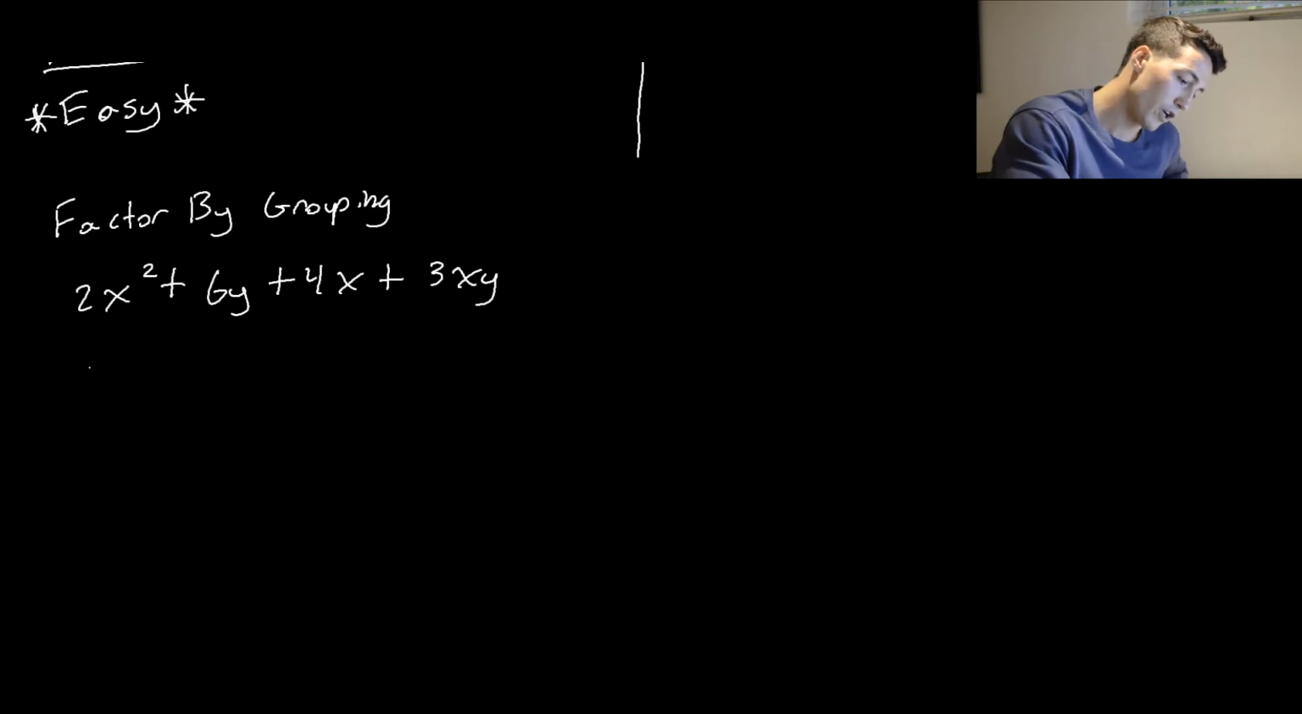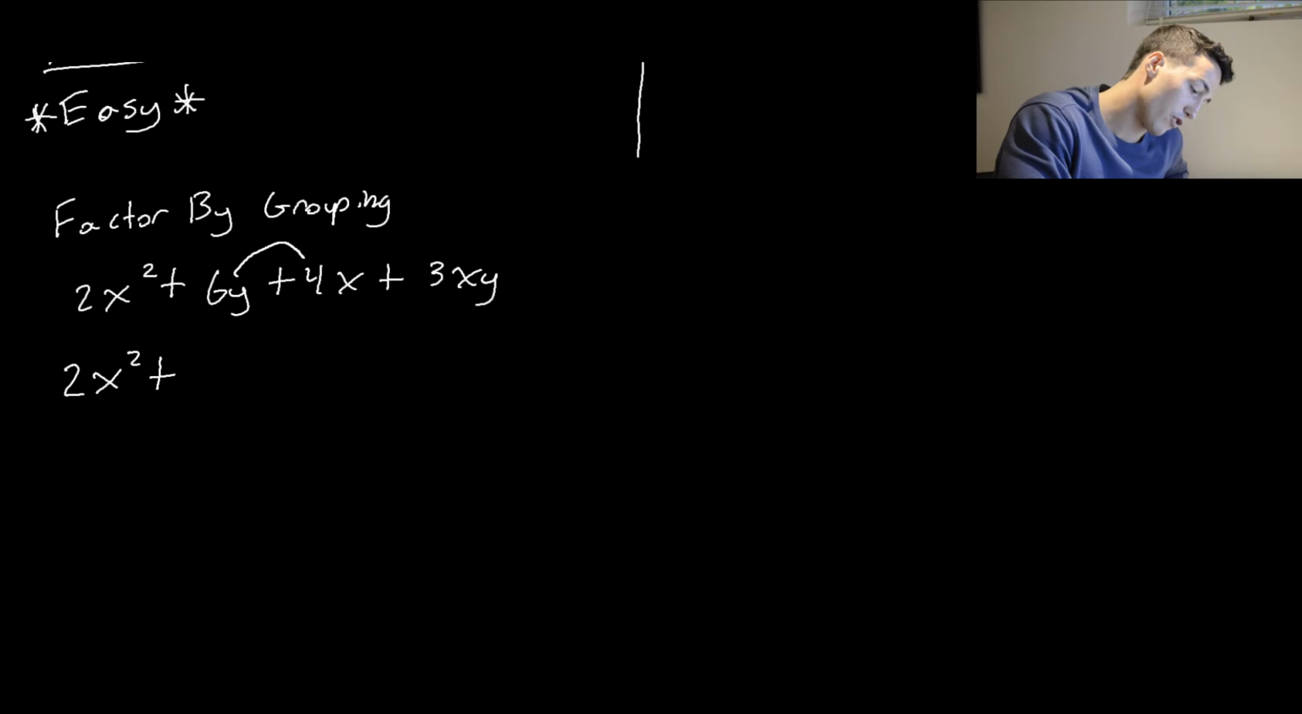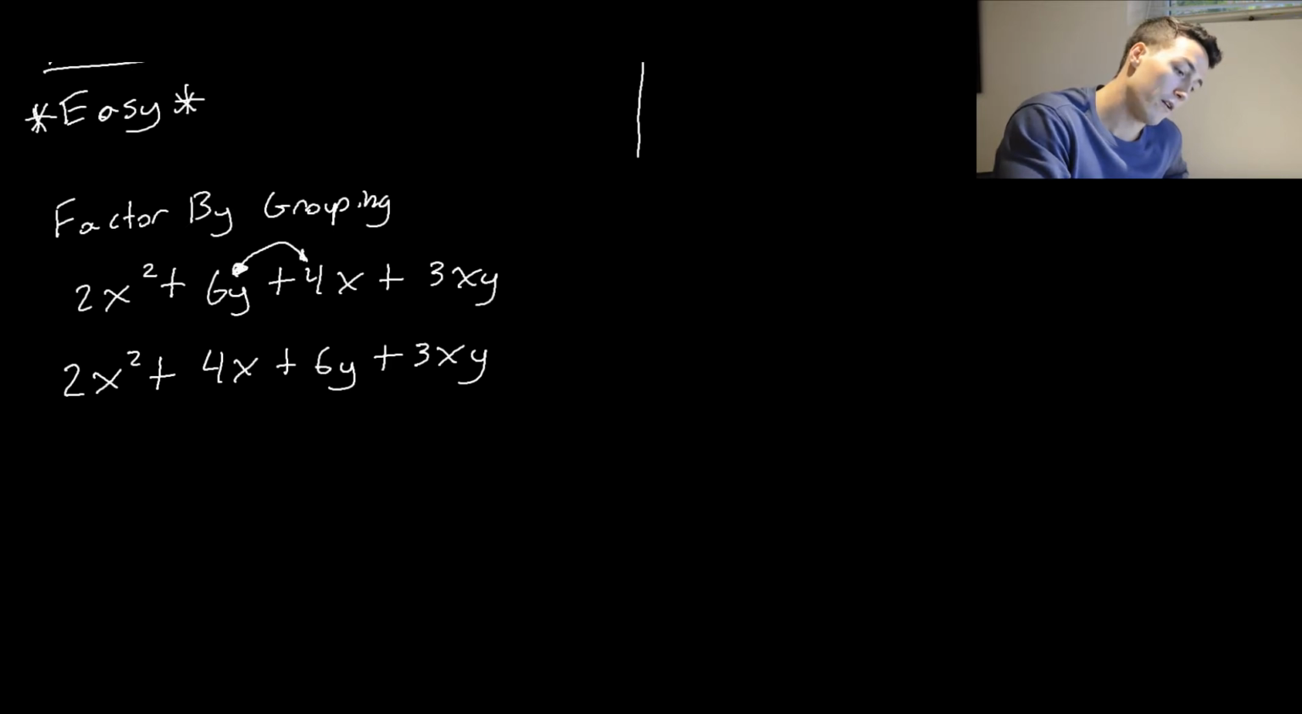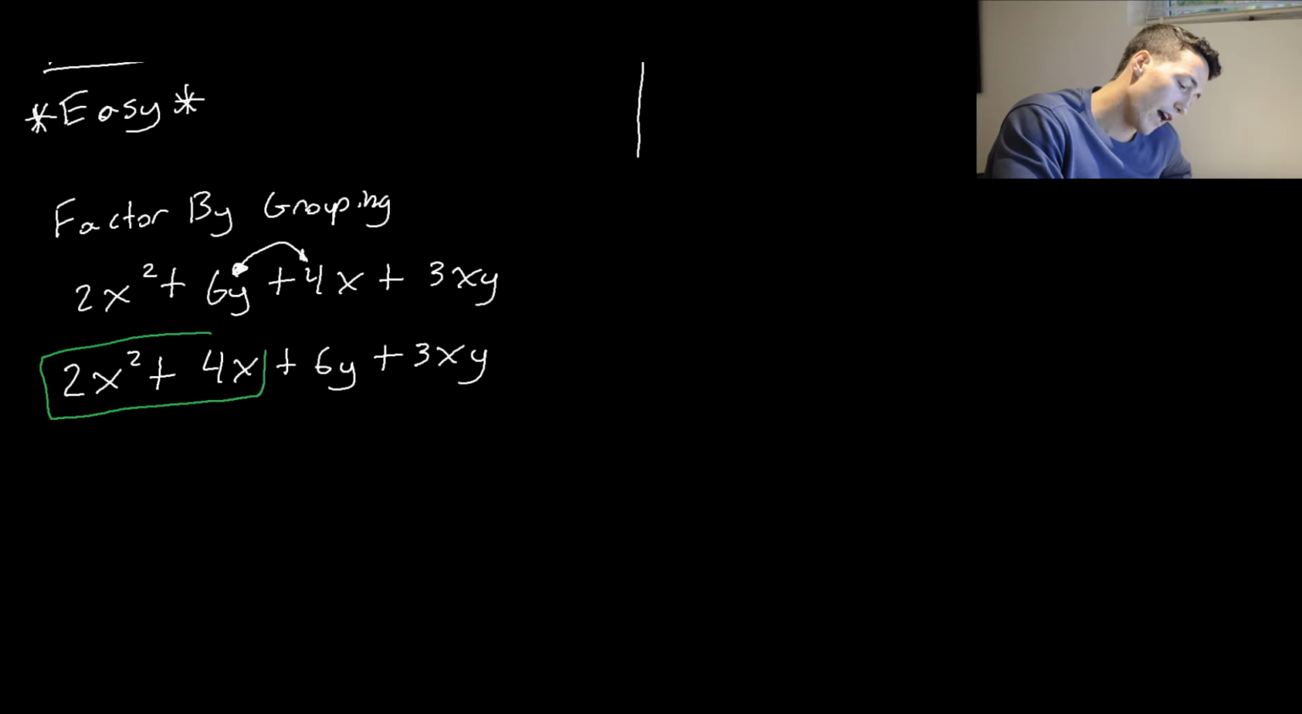So what we're going to do is rewrite this expression. I'm not going to change anything, I'm just going to reorder this 4x and this 6y. So now I'm going to write plus 4x plus 6y plus 3xy. And now what I want you to do is group these variables together. So this one's going to represent group 1, and this is going to represent group 2.